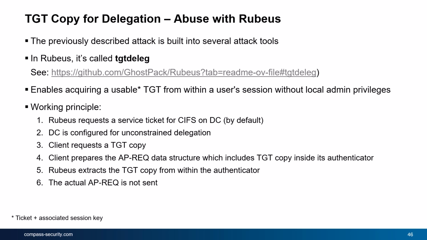By the way, the actual AP-REQ to the target is then not sent by Rubeus. We will see that on the next slide when we monitor this with Wireshark. So Rubeus simply fakes, let's say, a delegation attempt and doesn't actually follow it through to the end. It simply drops the AP-REQ once it has acquired the required data.